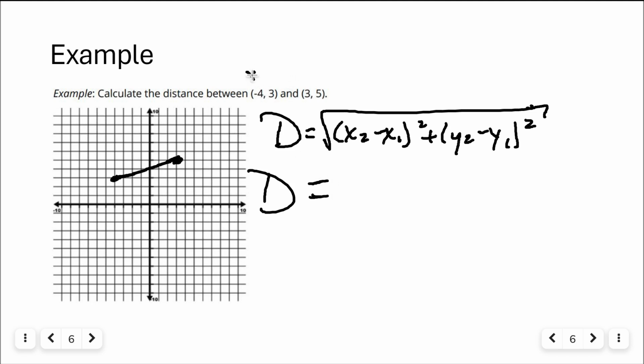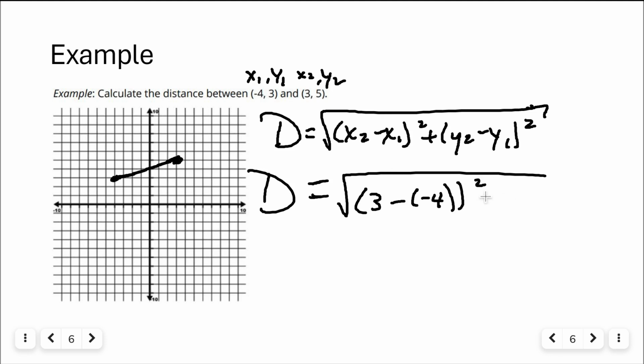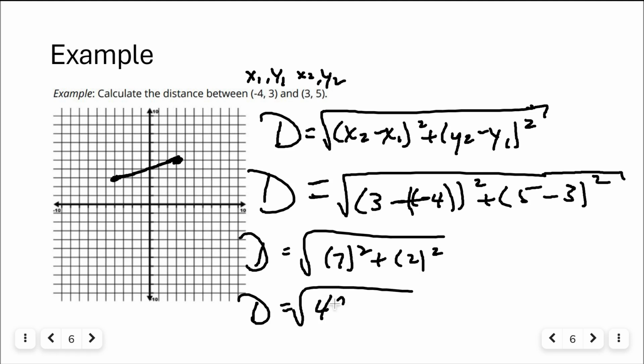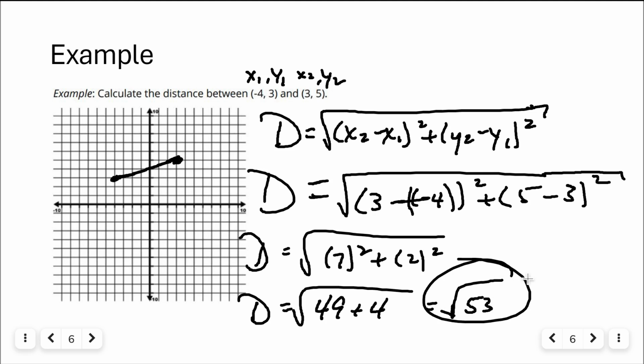All right, so now I'm going to label these points like I did for slope: x1, y1, x2, y2. And I'm just going to plug them in. So x2 is 3 minus x1, which is negative 4, squared. y2 is 5 minus y1, 3, squared. So that's going to be the square root of, these two negatives make a positive, 3 plus 4 is 7 squared plus 2 squared. So that's the square root of 7 squared is 49, 2 squared is 4. That's the square root of 53. Okay, that's my distance. That's the exact distance.